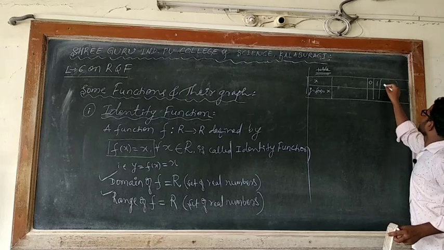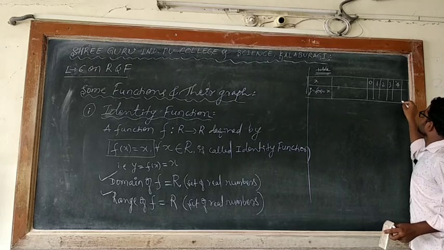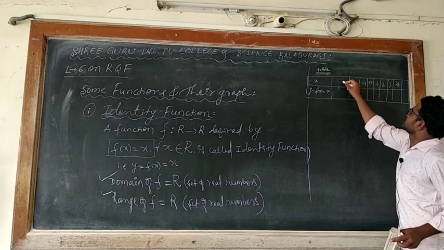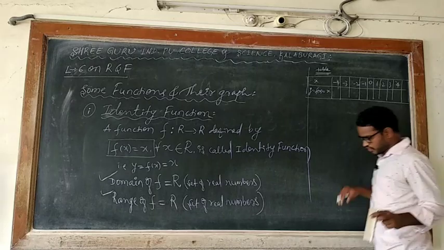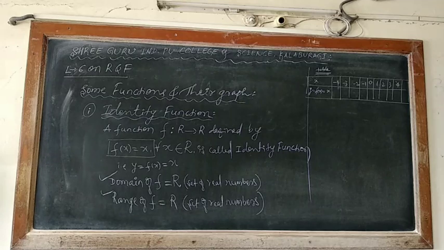Zero, 1, 2, 3, 4, minus 1, minus 2, minus 3, minus 4. I am taking only four numbers, on the left side and the right side. Once you take x values 0, 1, 2, 3, 4 and so on, minus 1, minus 2, minus 3, minus 4, and so on, what will you get as y values? Can you tell me?